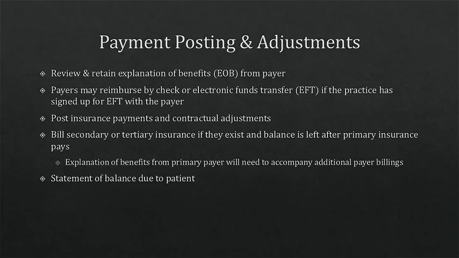A claim form containing all of the same information sent to the primary insurance will also need to be sent to the other payer, but the balance due would reflect what is still owing on the charge. The claim form will need to be accompanied by a copy of the primary payer's explanation of benefits. Once all insurance plans have been billed and payments received, if a patient balance exists, generate and mail a statement of the balance due to the patient.